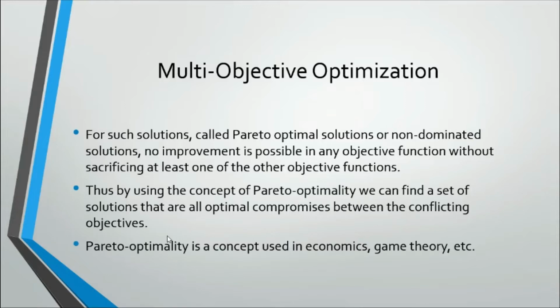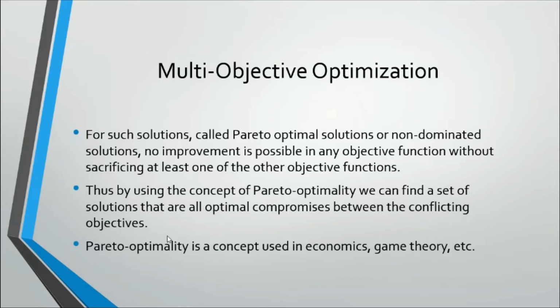So in that case, you can consider both these solutions as Pareto optimal solutions, because if you select the solution with the better objective function for the first objective, then the second objective function may have a lesser fitness value. That is the condition for a Pareto optimal solution.